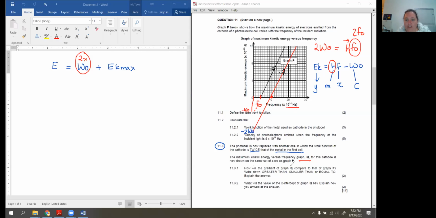So the question now says, how will the gradient of graph Q compare to that of graph P? Write down greater than, smaller than, or equal to. Your answer is that it is equal to, because the gradient is Planck's constant. And you can mention that therefore it does not change.